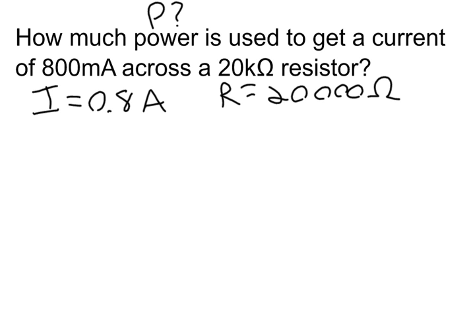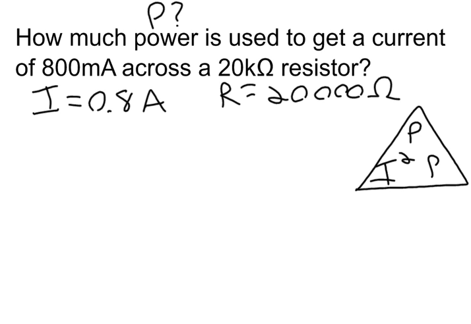And if we look at all of our formula pyramids, if we have the standard formula pyramids, we might not have this formula. Those of you who have more advanced formula pyramids might actually have one that has P, I, and R. And you might have a formula pyramid that shows you that P is equal to I squared times R.